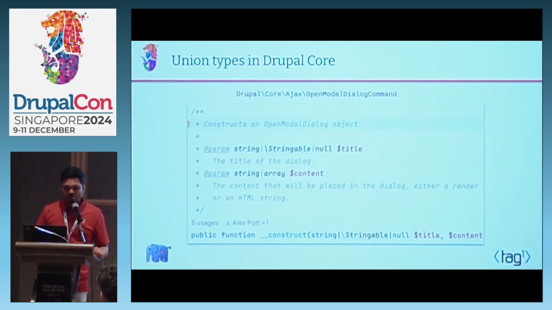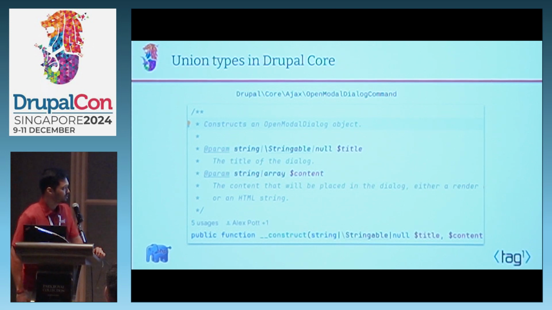In core, I was able to find it in the Ajax framework again. You can see that the first parameter could be of 3 types. It could be a string, it could be an instance of a stringable object which implements this interface, or it could be a null value.